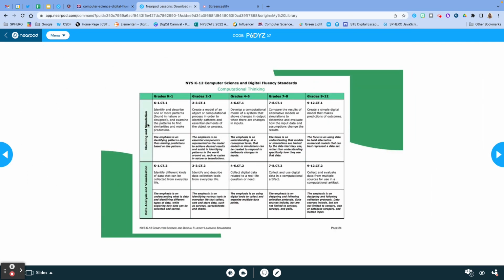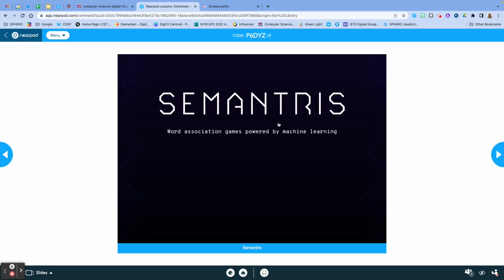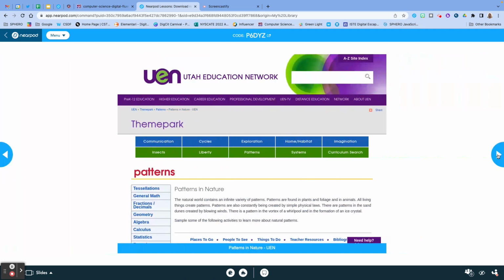And now we get into that first standard, which is for modeling and simulation. One example of what you can use is a game called Semantris. This is a word association game that uses machine learning to organize ideas and concepts based on keywords. It's a great game to practice your keyboarding, and to practice the impacts of computing, because we're talking about artificial intelligence and machine learning. It's also a great one to talk about computational thinking and how it organizes data. So a great, fun game you can play in your classroom.